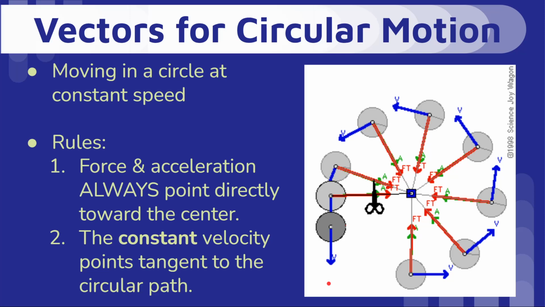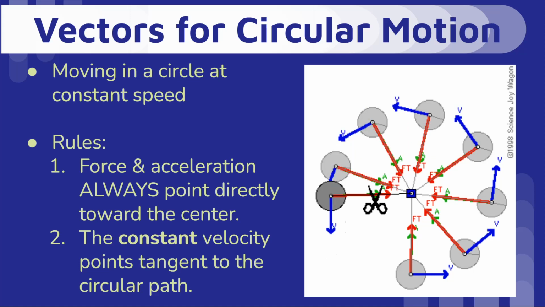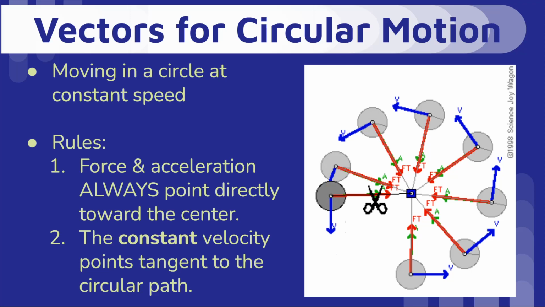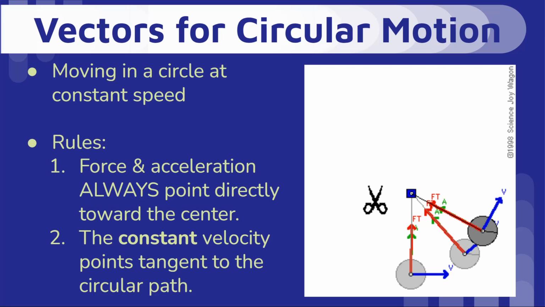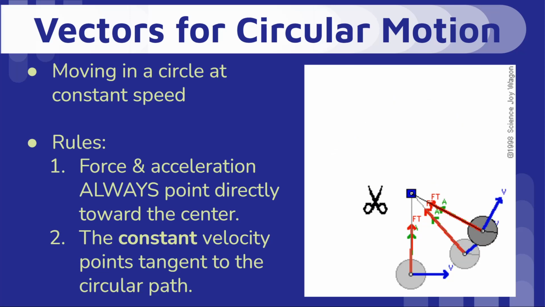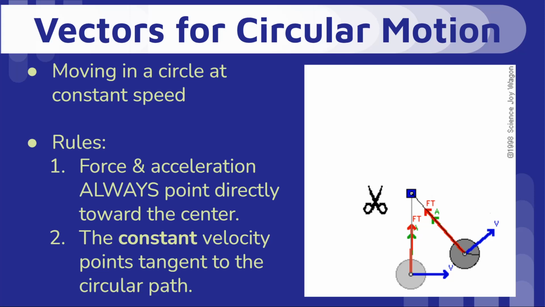But again, force and acceleration always point directly toward the center. The constant velocity points tangent to the circular path, which means it is at a 90-degree angle, a right angle, to the other two vectors that you have. There is a 90-degree angle between that velocity vector and that force vector, or between that velocity vector and that acceleration vector, because again, it is tangent to your circular path. So it will be perpendicular to the radius, which the other two are, of course, along. So again, be able to draw those. And you saw it yesterday because it was in your MyOpenMath assignment. If you got stuck on those, look back at them today.